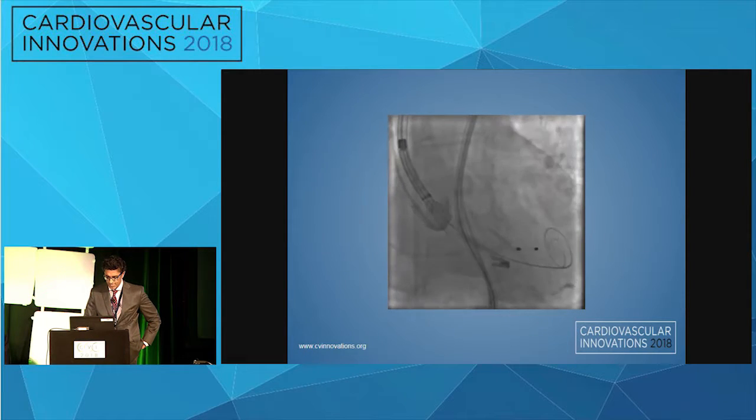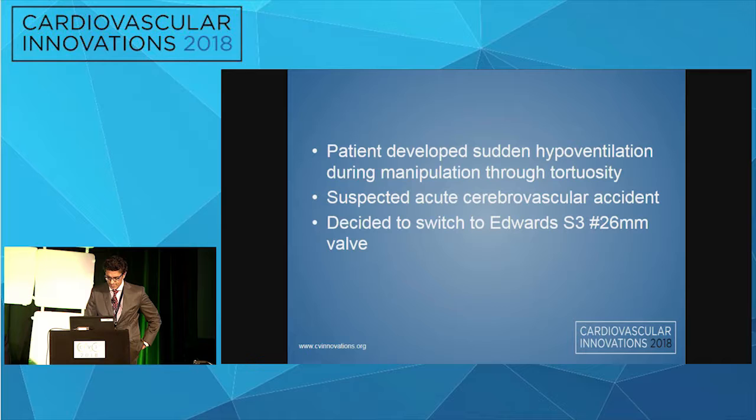At the time we were at this position, the patient developed sudden hyperventilation, and we thought this was an acute stroke at the table. So obviously, we had to stop what we were doing. We called anesthesia. The patient had to be intubated. The valve was across, so we had to just recapture the valve, pull everything out, and stabilize the patient first before thinking of doing anything else.